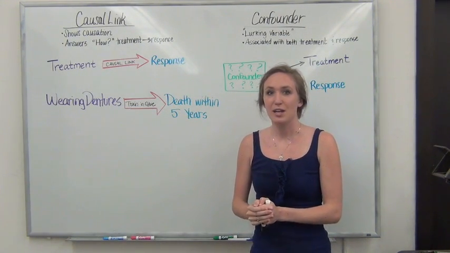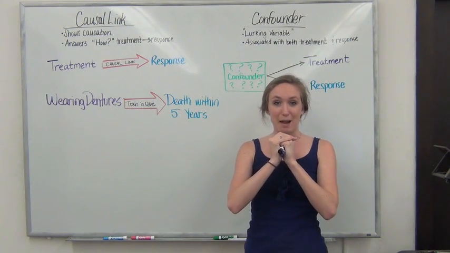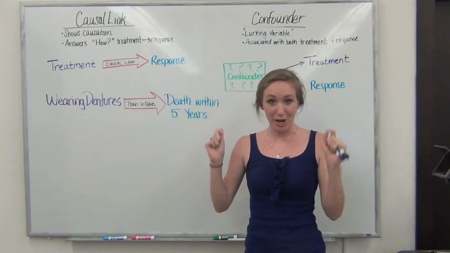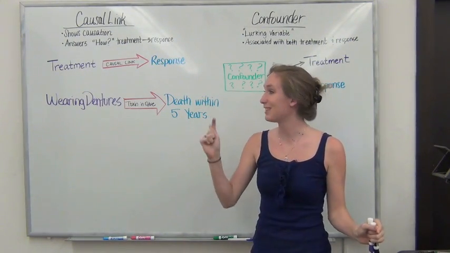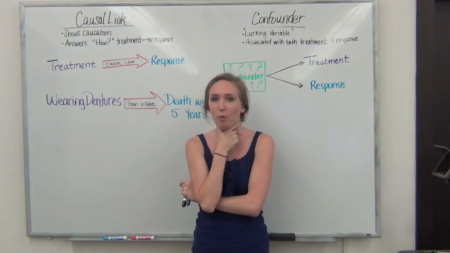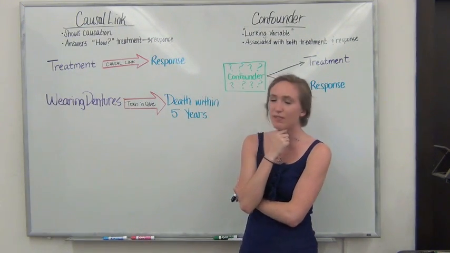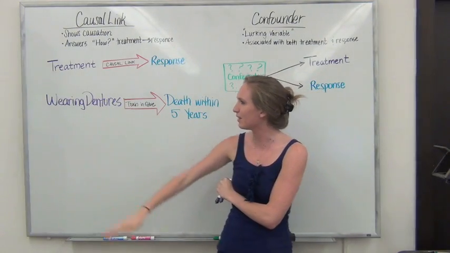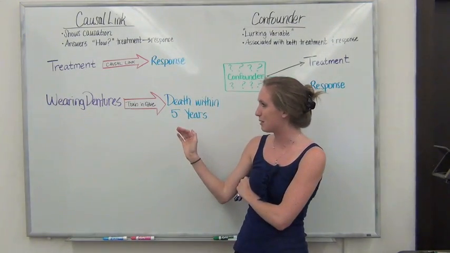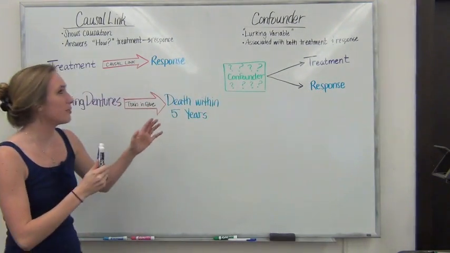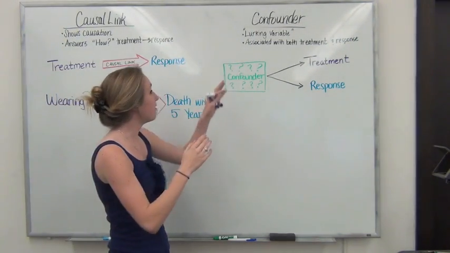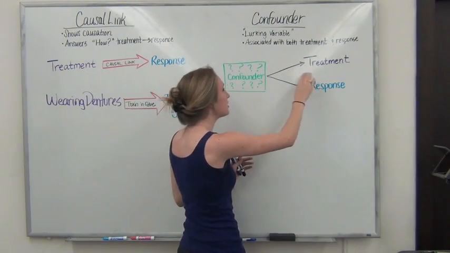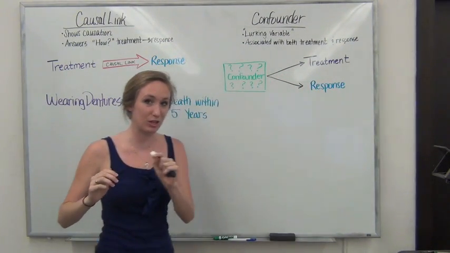Now, most researchers would be happy to stop there, publish their paper, and go on a vacation. But in Stat 100, we're more diligent. We go deeper. We think, wow, what if there's a third variable that we're not listing here? What if there's some lurking variable making it look like the dentures are killing people? What if there's some confounder that leads to this response that we're seeing, but is also strongly associated with the treatment?